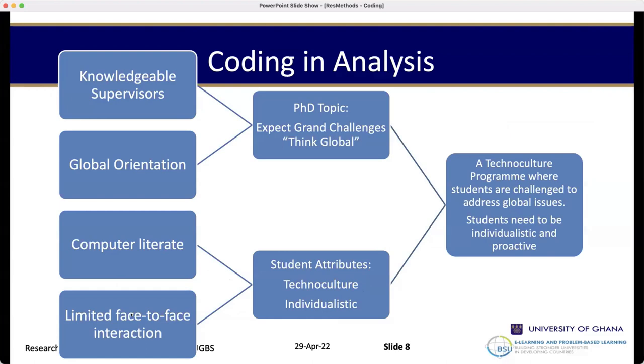Now, if I go further and look at my research question, I can say that the PhD topic that you are looking for should be about what? Grand challenges.